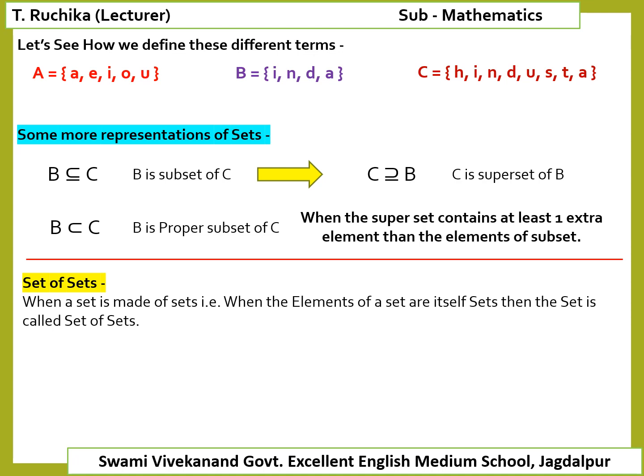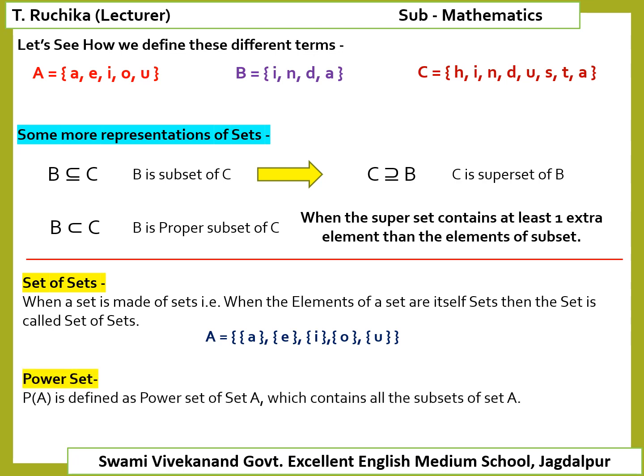Now, set of sets. When a set is made up of sets, that is, when the elements of a set are themselves sets, then the set is called a set of sets. How? We have taken the example A equals A, E, I, O, U. Here we are making A as a set, E as a set, I as a set, O as a set and U as a set. So the set of all these sets is A. This is known as a set of sets.